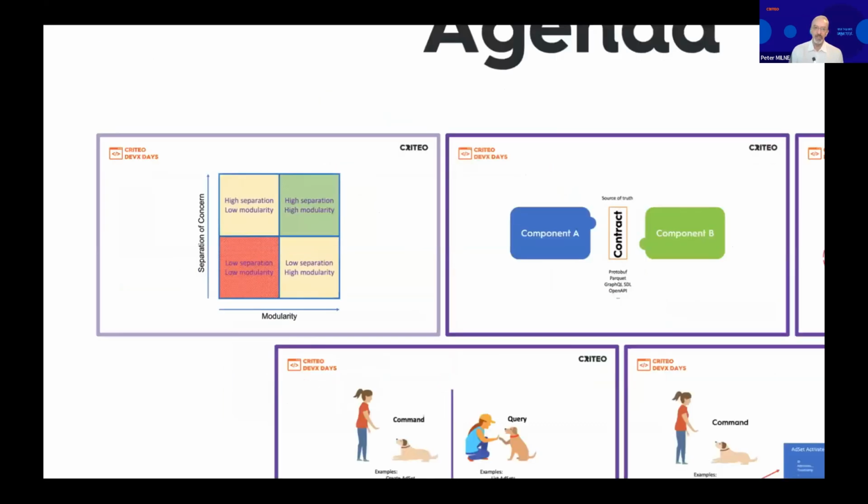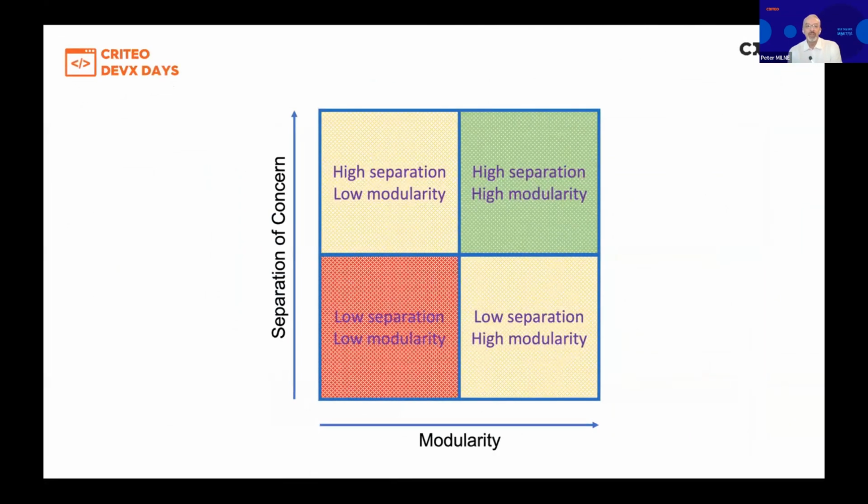Let's dive right into separation of concerns and modularity. So the graphic you see on the screen shows that separation of concerns and modularity are a function of each other. And the quadrant we would love to be in, of course, is the green one in the top right. But in the real world, we're somewhere else, and we will always be somewhere else.